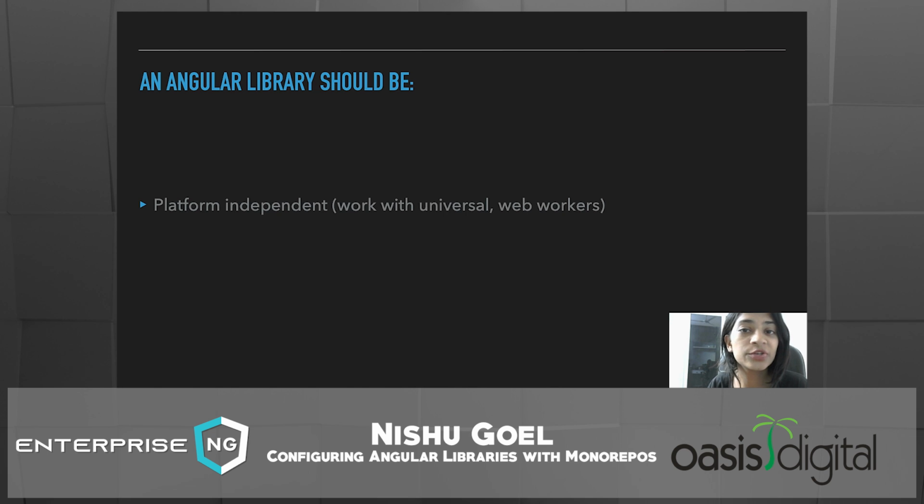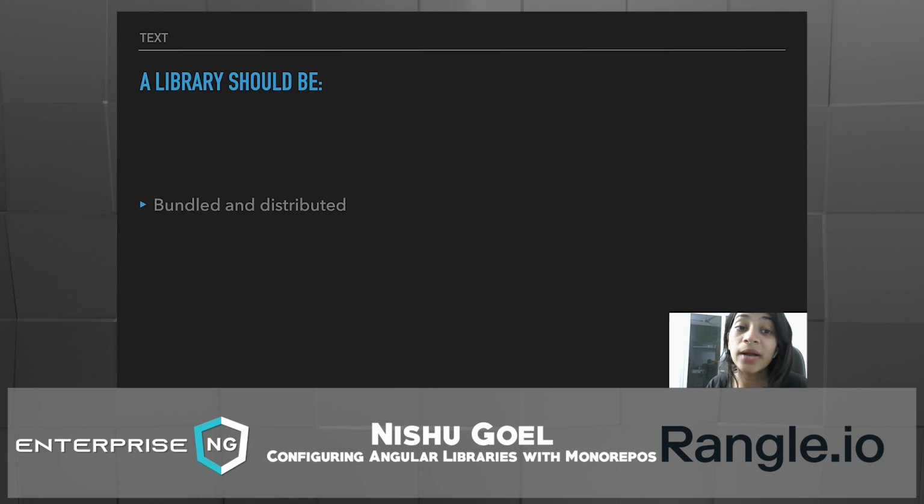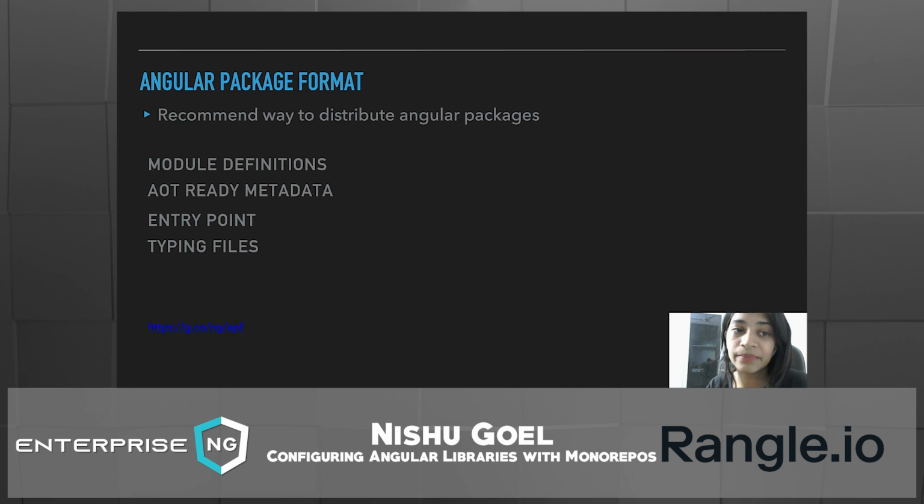So the first thing that you need to understand as a feature of a library is that an Angular library should be platform independent. And what that means is that it should work with your Angular apps, which work with Angular Universal or server-side rendering, web workers. Your Angular library should be bundled and distributed, because that's what we are hoping to do with our libraries. It should be AOT compilation ready, so we should be able to build our library ahead of time.